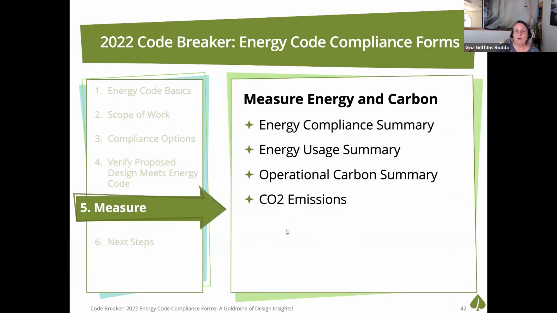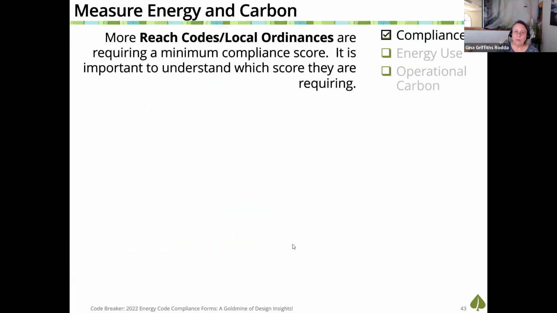Let's talk about what am I measuring and what can I get out of that performance calculation? So why might we need to even be considering what is being measured? There are many reach codes and local ordinances. This is where cities and counties can decide, I want better than state adopted code, and this is what's going to happen in my area. There's a great website, www.localenergycodes.com. It has some beautiful resources supporting all the reach codes and local ordinances that are adopted in California.